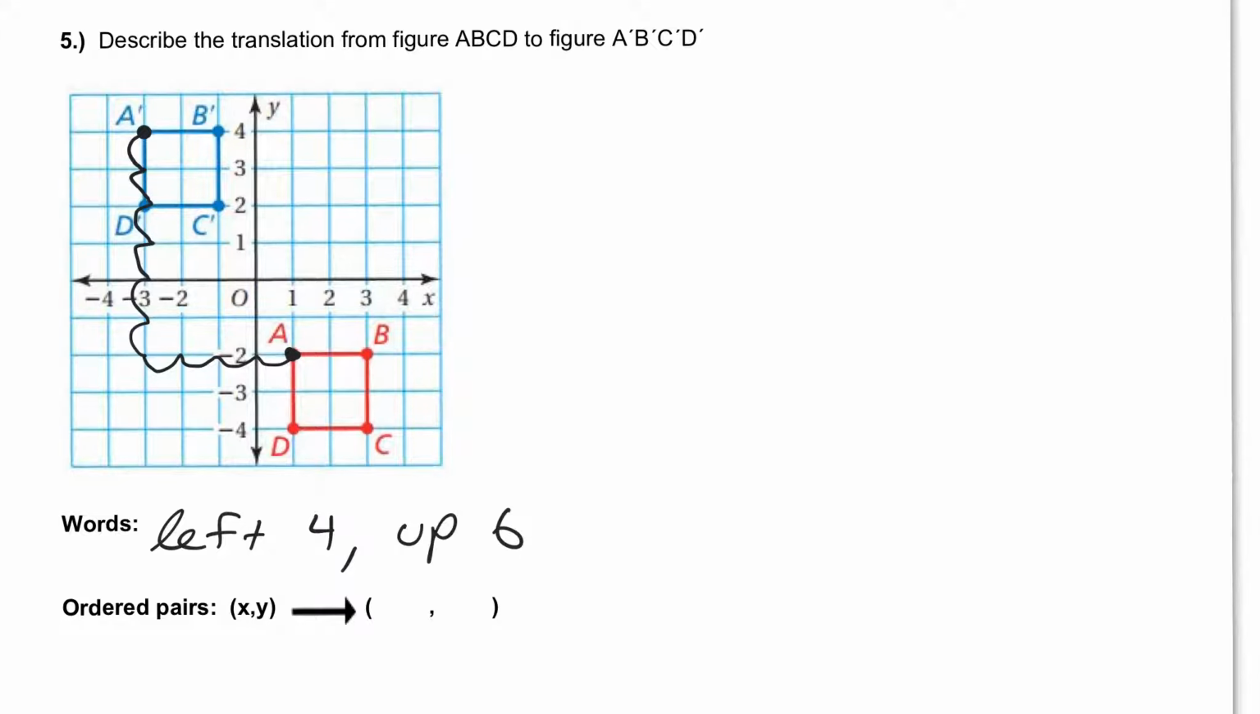In ordered pairs, left 4 means we are going x minus 4. Remember, left is negative, just like here. If you look at our coordinate axes there, left is negative. Then we are going up 6, so that means we are taking our y value, and up means we are adding 6. So in words, that transformation is left 4, up 6. In ordered pairs, it's x minus 4, y plus 6.